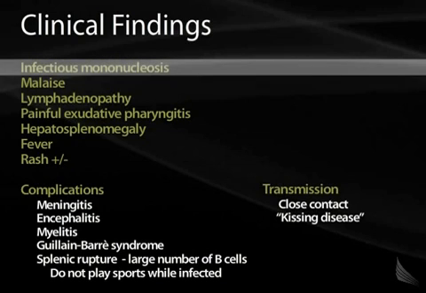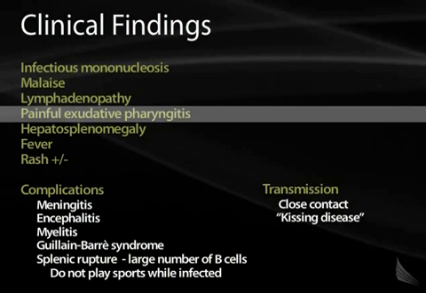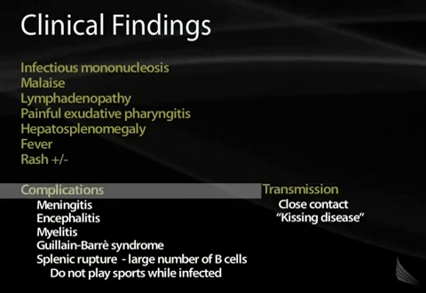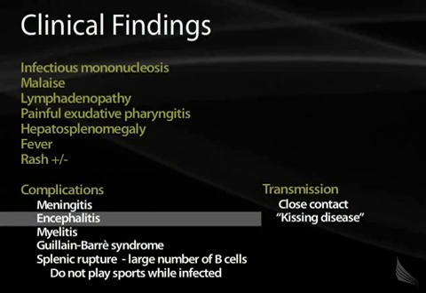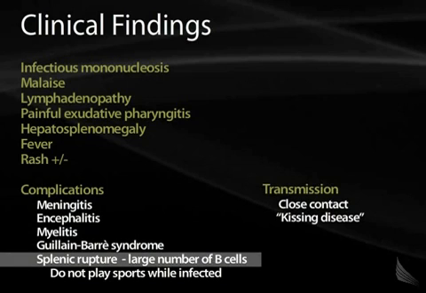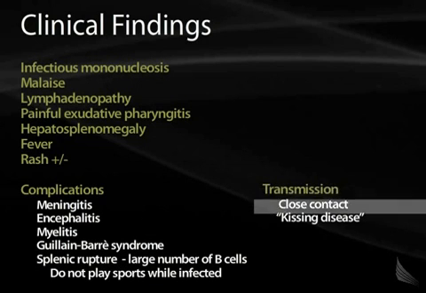Clinical findings of infectious mononucleosis, most people are familiar with these: malaise, lymphadenopathy, painful exudative pharyngitis, hepatosplenomegaly, fever, and a rash. Complications include meningitis, encephalitis, myelitis, Guillain-Barré syndrome, splenic rupture with a large number of B cells, so don't let your kids play sports while they have mono. Transmission is classically known as the kissing disease because you get close contact with saliva from infected carriers.